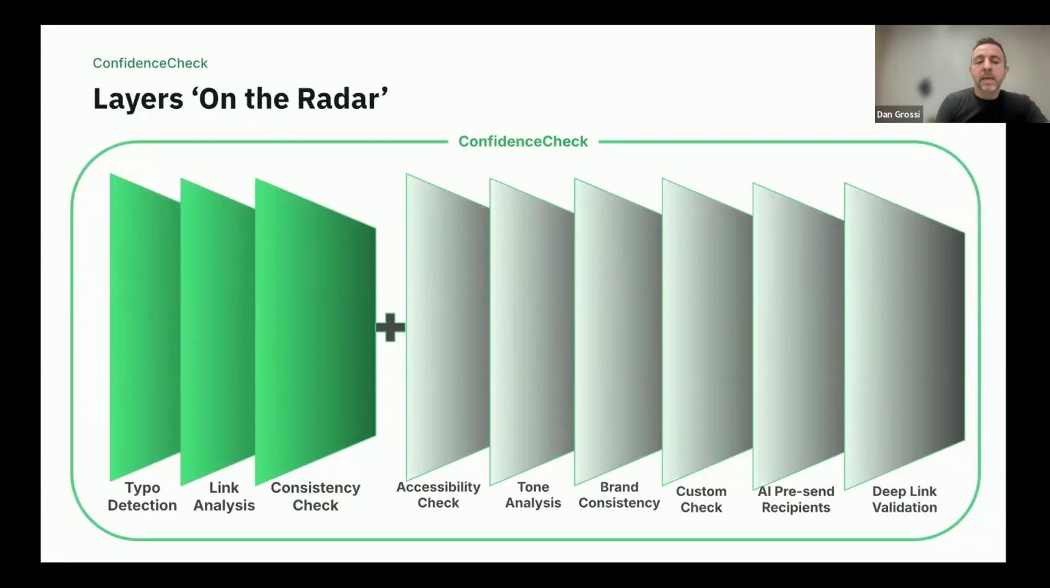AI pre-send recipients. What we're thinking about here is AI personas that would mirror key audience segments of yours, as a way to get qualitative feedback on your draft before you send it out. Like, how would this group react to or understand your email? And lastly, deep link validation. That's the next level of link validation, where we would actually visit the page, inspect it, and then give us greater clues on whether the content matches the email context.